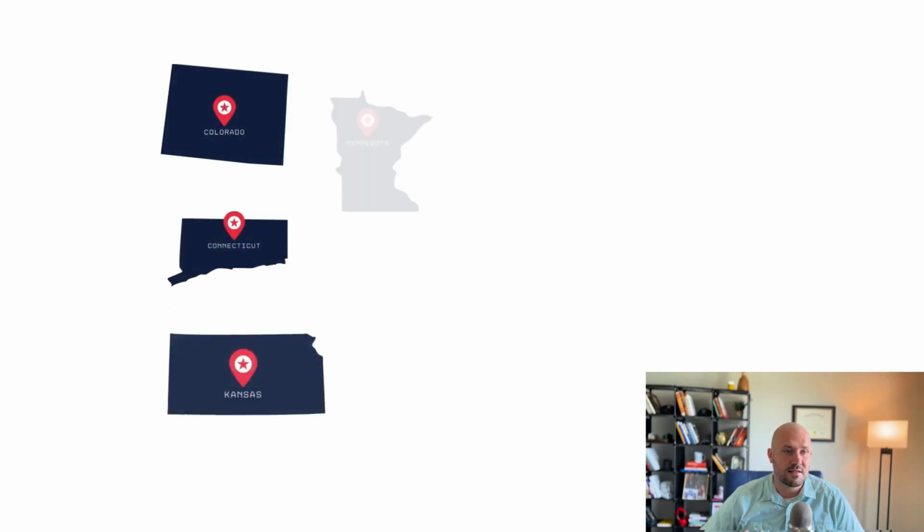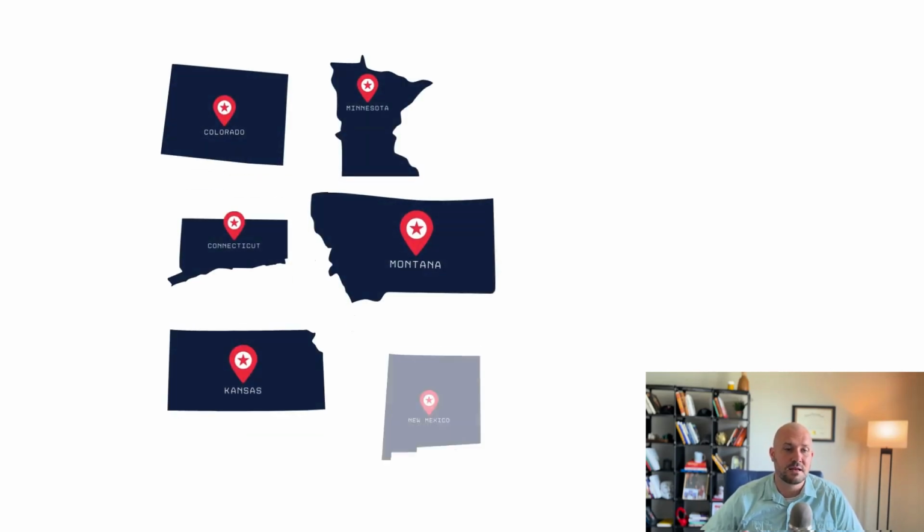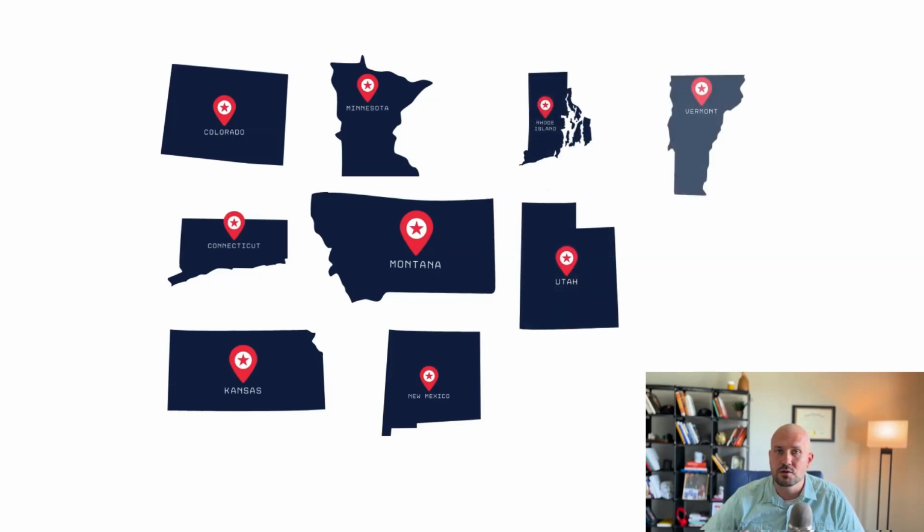To this point, we focus strictly on the federal income side, but it's also worth noting that there are currently 9 states which are taxing Social Security benefits in some form or fashion. Those 9 states, as of this video, are Colorado, Connecticut, Kansas, Minnesota, Montana, New Mexico, Rhode Island, Utah, and Vermont. These states each have their own separate rules. As we know, there's federal tax law and then there's state tax law.